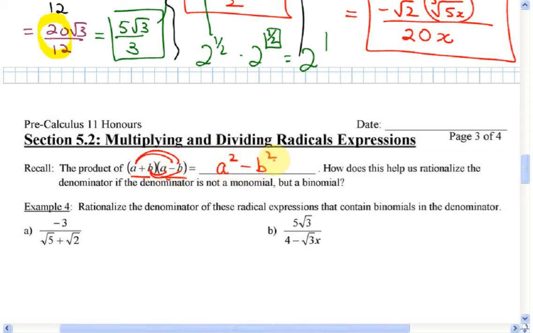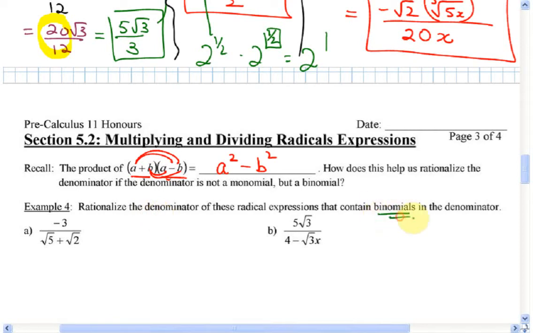Why is this helpful for me? Because look, the value of a gets squared. So if a was a root and I square it, its root disappears. Same thing with the b. So we're going to use this idea now to help us figure out example number 4. So example number 4 says rationalize the denominator of these radical expressions that contain binomials, okay?